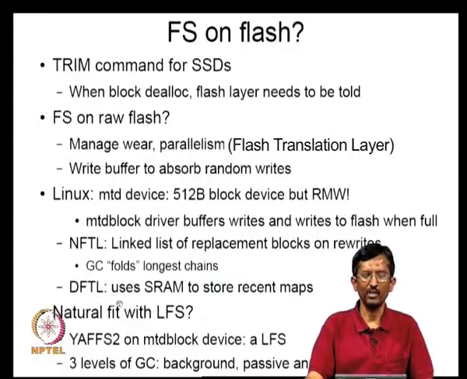What DFTL does is it decides that I won't put 1 gigabyte in memory, I'll put only a smaller amount, 64 megabytes or whatever. I'll store the recent maps in SRAM, and the rest of it, the full table, I'll keep in the flash itself. So that's what they have tried.